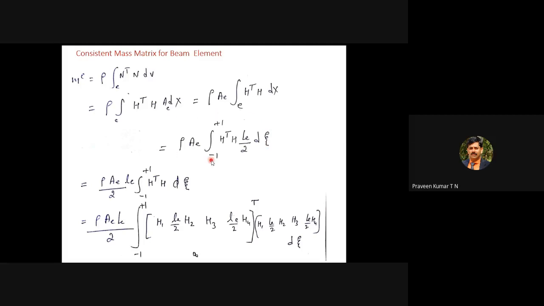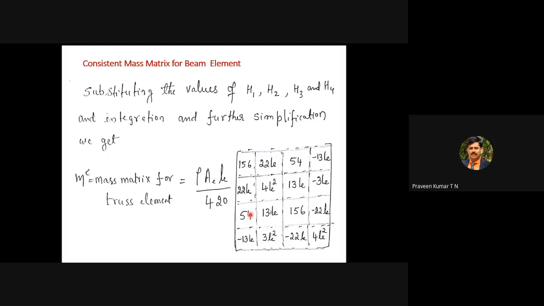So finally, after simplification, we get rho A LE divided by 2 into the integral of H transpose H. We know H, and H transpose we already have. After multiplication and simplification, we get the mass matrix for the beam element. This is the mass matrix for the beam element. You have already used this matrix: rho A LE divided by 420. Just write a 4 by 4 box.